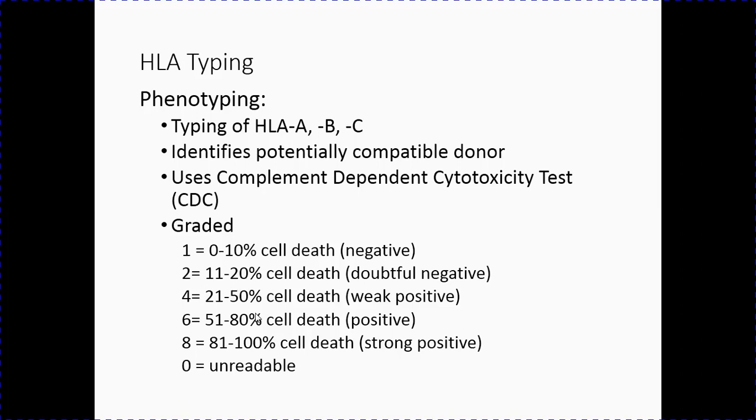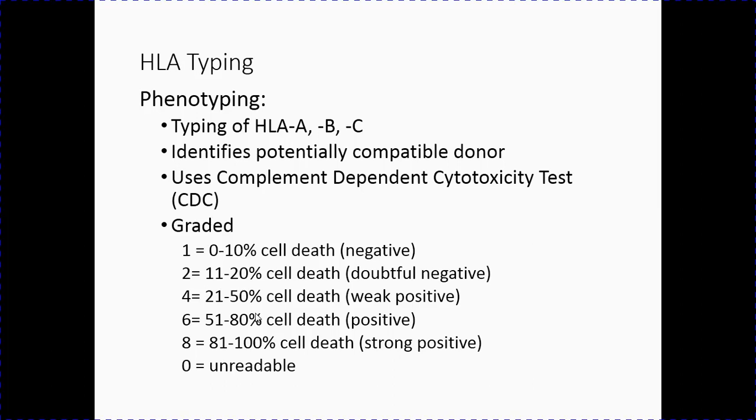We're going to use a test called complement-dependent cytotoxicity, and we're going to look at that in just a second. We have an illustration on the next slide. But in this moment, let me just tell you that this test gets graded on a scale of 0 to 8. 0 means the test is unreadable. The cells are not valuable. And then we're going to grade it based on how many cells that we're looking at are dead. I'm going to tell you how we identify them as dead or not. But a negative test is going to show that very few of the cells that we are testing are dead.